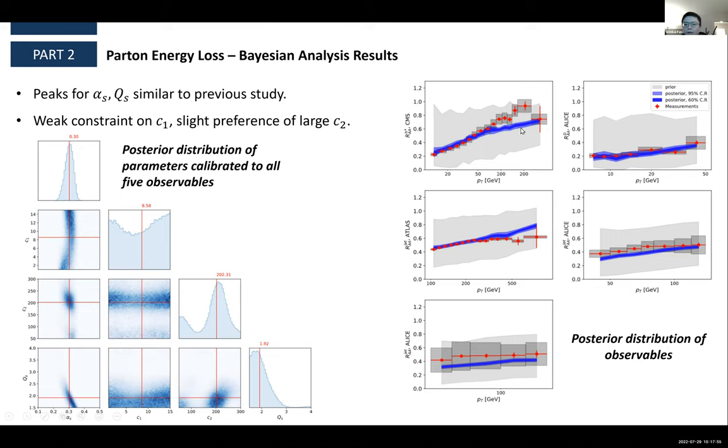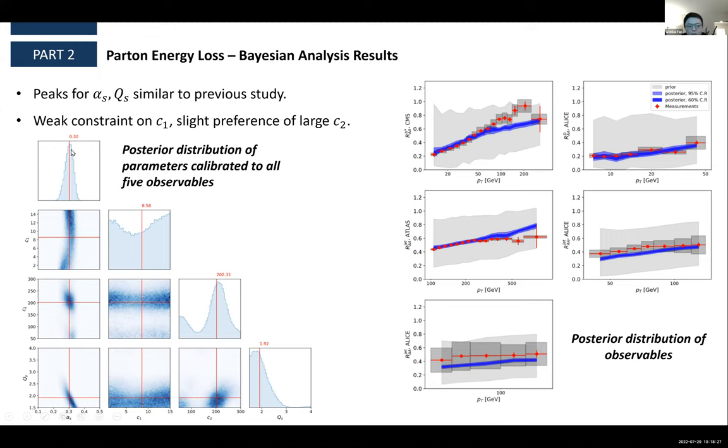And here we see generally a very good agreement with the data, except for a few data points that have large uncertainties. And on the left, I'm showing the posterior distribution for the parameters, so alpha S, C1, C2, and QS. And we see a strong peak for alpha S and a slightly weaker peak, but still a peak, for the QS, which is the switching virtuality.